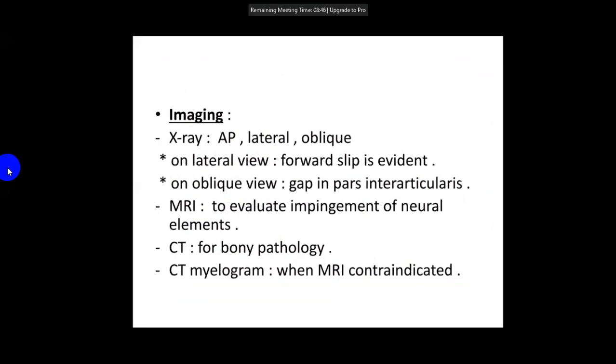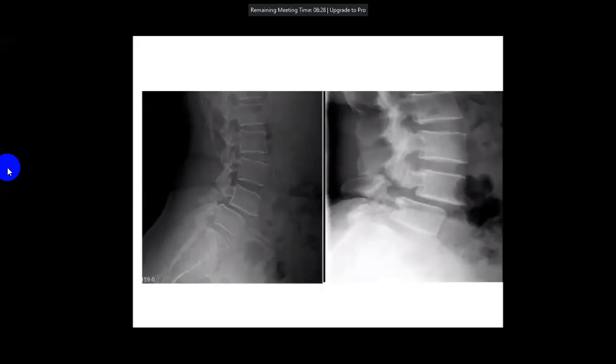Imaging: we start with the X-ray, AP, lateral, and oblique views. The oblique view is helpful for isthmic spondylolisthesis to demonstrate a pars interarticularis defect. The CT scan demonstrates the bony pathology if present, and the pars interarticularis defect if present. MRI is to evaluate the impingement of the neural elements.